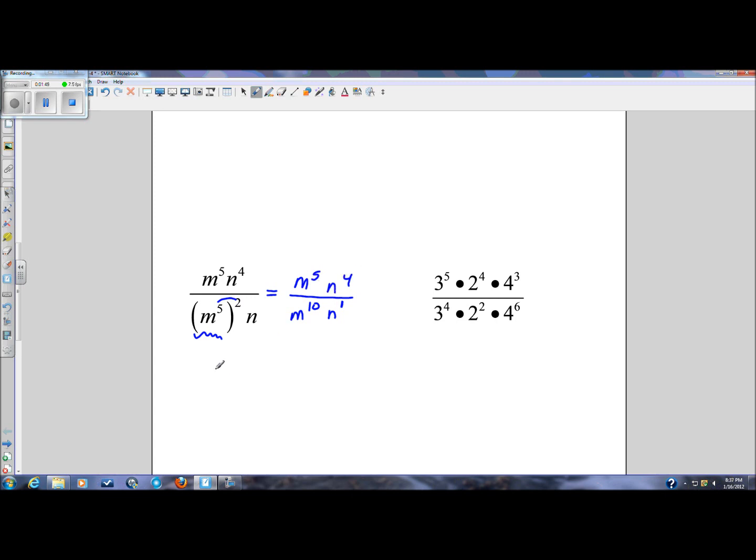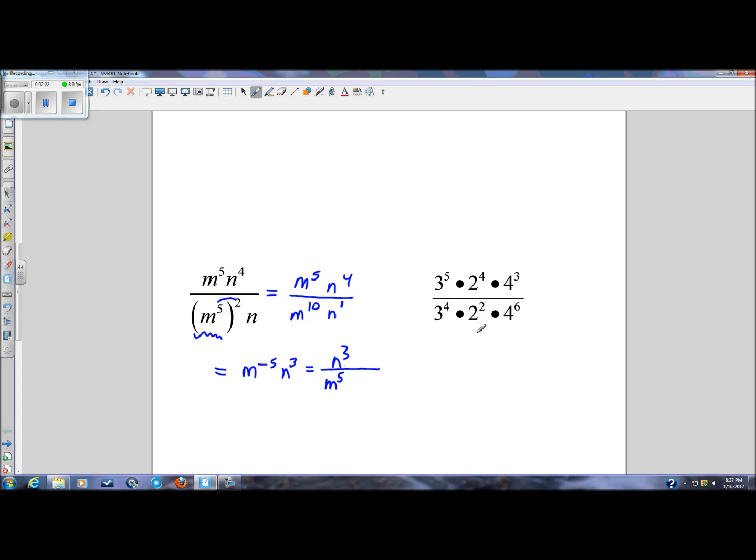Now let's subtract our exponents on the terms with the like bases in the numerator and denominator. So m to the 5th over m to the 10th gives you m to the negative 5. Always start by putting your answer in the numerator. N to the 4th over n to the 1st gives you n to the 3rd. Now we have a negative exponent, so it's going to have to move to the denominator. So down below it becomes m to the 5th. So we have n to the 3rd over m to the 5th.